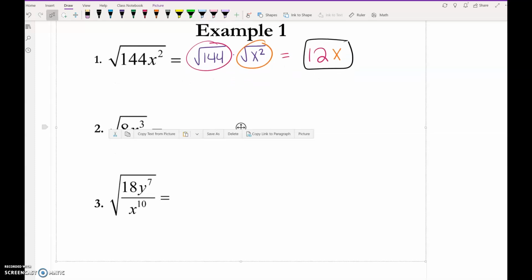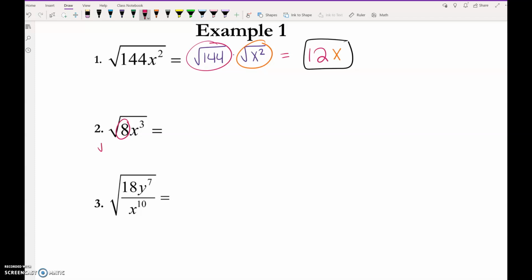Okay, square root of 8, x to the third. First, let's talk about the square root of 8. How can we break up the square root of 8 using those perfect squares? The square root of 4 times the square root of 2, and the square root of 4 is 2. So we have 2 times the square root of 2.